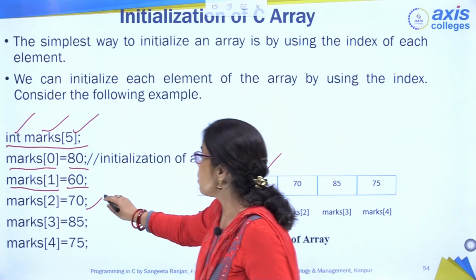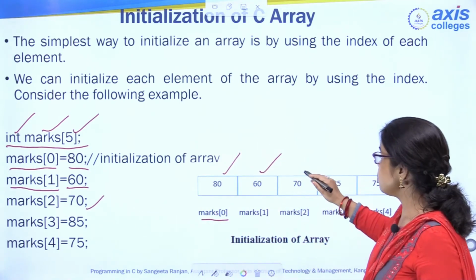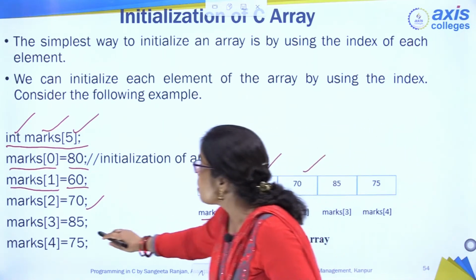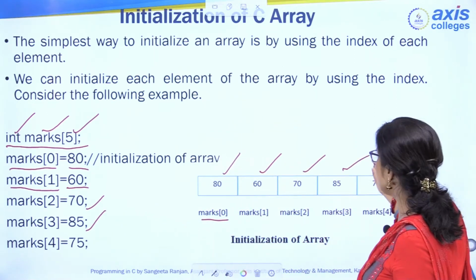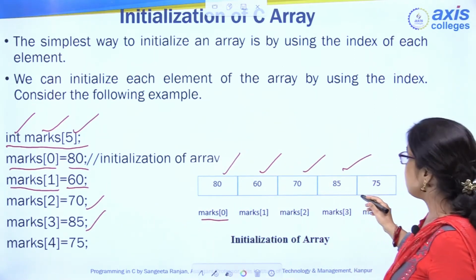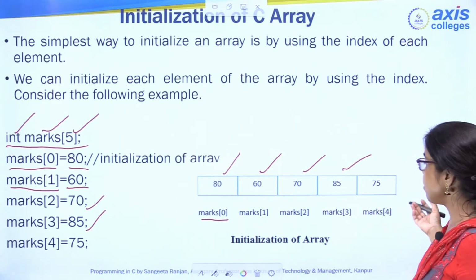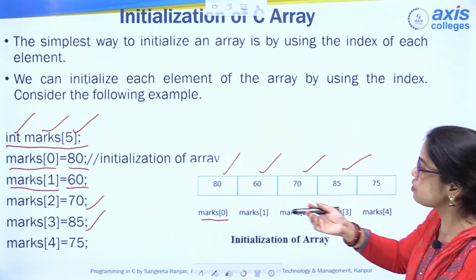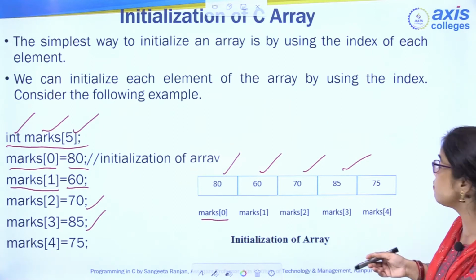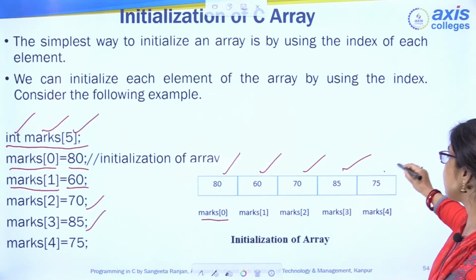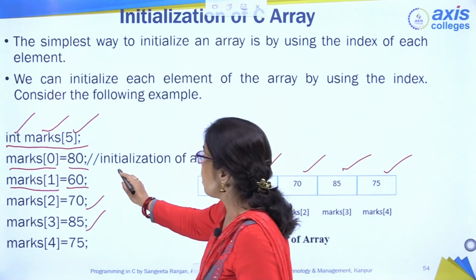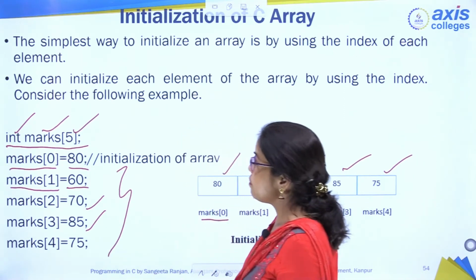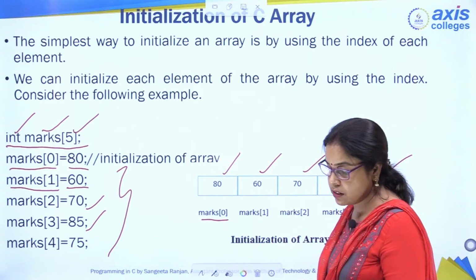marks[2] is equal to 70. The value of marks[2] is 70 in the memory. marks[3] is equal to 85. The value of marks[3] is 85, and it reserves the space in the memory. marks[4] is 75. The value of marks[4] is 75. In this way, we can initialize the array. It is the simplest way to initialize the array.